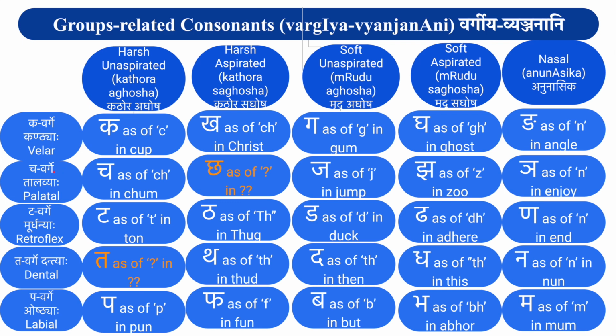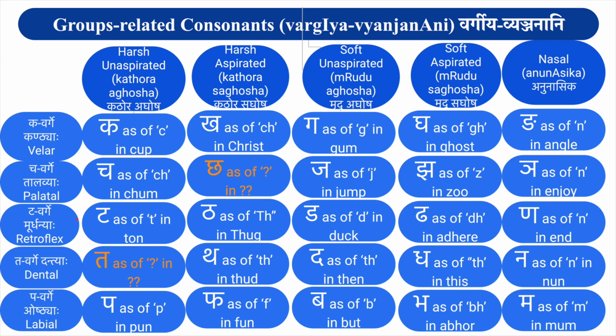The second group, Savarga, is of letters or the Vyanjanas which emanate from the palate, hence called as palatals. And the Sanskrit word for them is Talavyaha. Sa as of CH in chum. Cha, I do not know which English word has identical pronunciation. So I have marked this letter in red. Next one is Z as of Z in jump. Fourth one, Z as of Z in zoo. And the fifth one, nasal, anunasika, is Y as of N in enjoy.